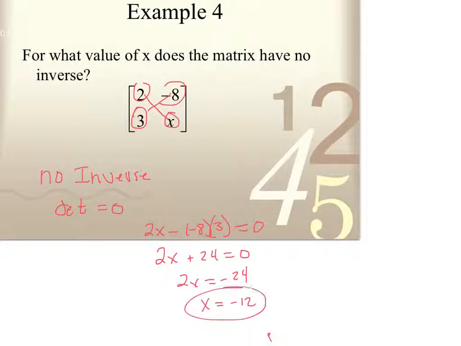So when x is equal to negative 12, the determinant would be 0, and that would cause this matrix to not have an inverse. Okay, so it's a good problem just to kind of work with determinants, know how to find them, and also the concept of what causes a matrix to not have an inverse.